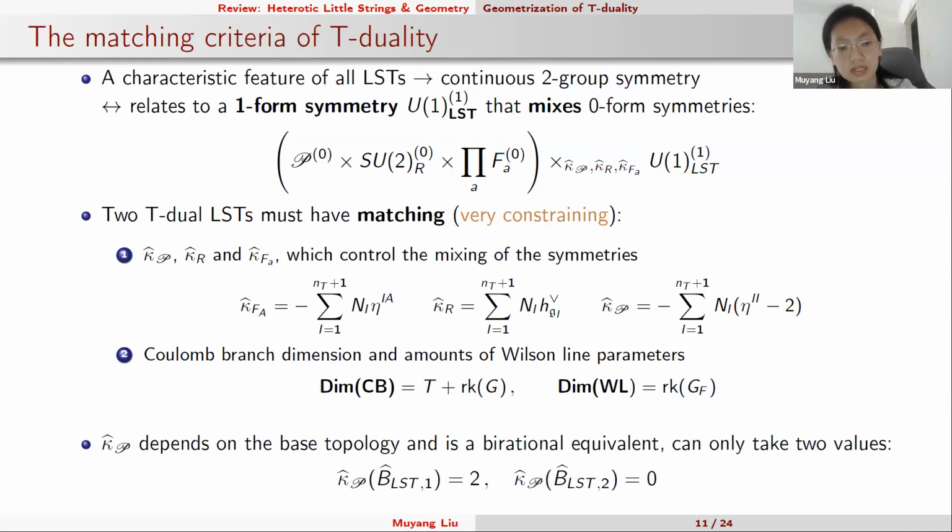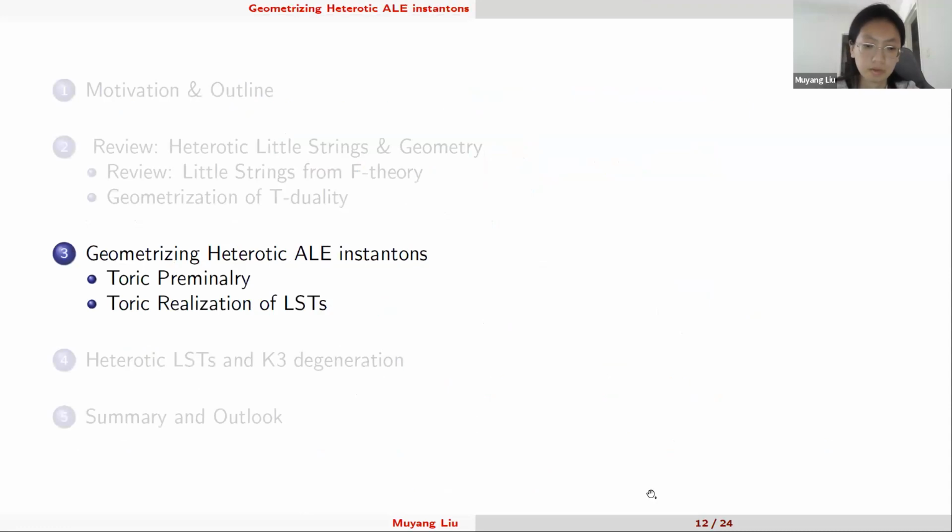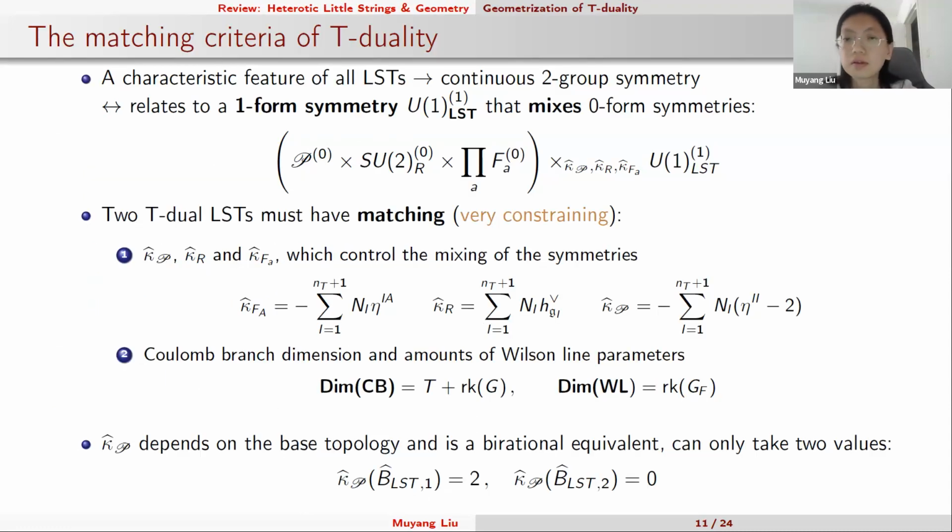So I want to emphasize that kappa_R usually gives us the most constraining and non-trivial restrictions. However, kappa_P has nice interpretations in the geometric picture, namely, it counts the number of neighborings. Since we only have two possible birationally inequivalent base topologies, kappa_P can only take two values, namely 2 and 0. In our talk, we'll focus on the first type.